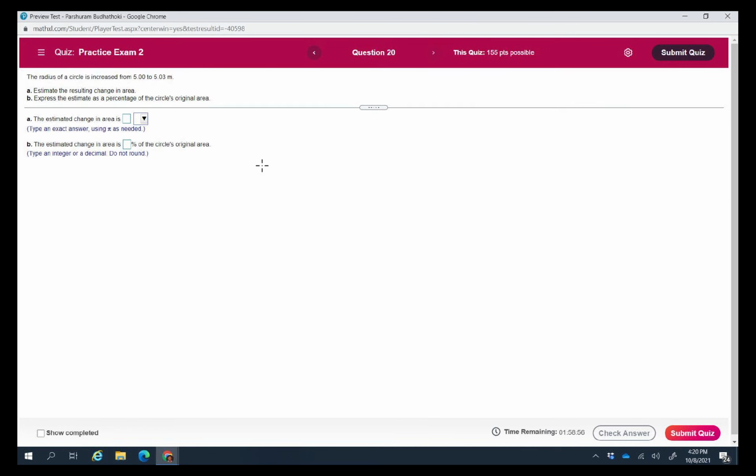Okay. The very last question here: the radius of a circle is increased from 5 to 5.03 meters. Estimate the resulting change in area. Express the estimate as a percentage of the circle's original area. So first of all, for a circle, we know the formula area equals pi times r squared, and the radius of the circle is changing from 5 to 5.03. So the circle itself is getting bigger.